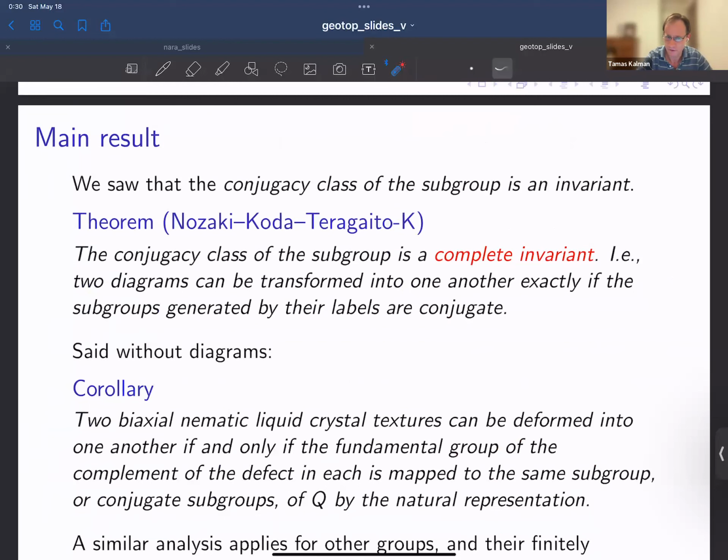Well, in case there are no questions, I should state the main result, which is the following. It turns out, as I explained, that the conjugacy class of the subgroup generated by those labels does not change. So the theorem states that it's actually a complete invariant. That is to say, if the labels in two diagrams generate the same subgroup, then the two diagrams can actually be deformed into one another.